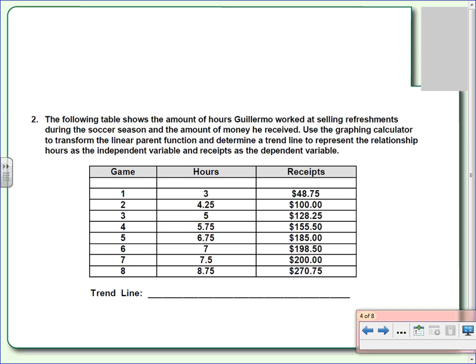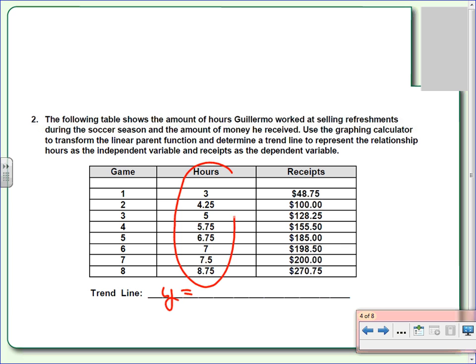So basically what we're going to do is the same thing we did with number 1. All we're going to do is use our stat button and do a linear regression so that we can come up with the trend line, or that equation that says y equals something. So all we're going to do is put in the numbers. The question is what numbers, because there's 3 columns of numbers, and we only need 2. We need L1 and L2. Hours and receipts. That is correct.